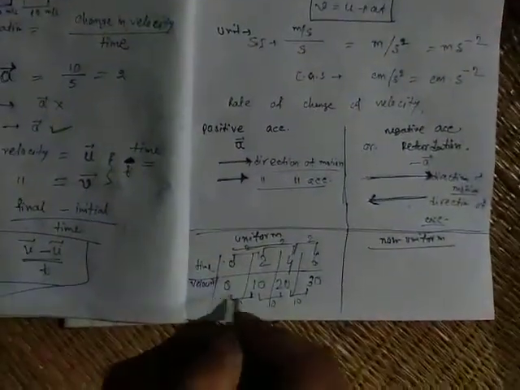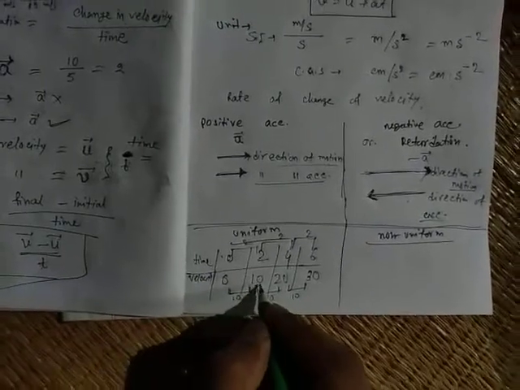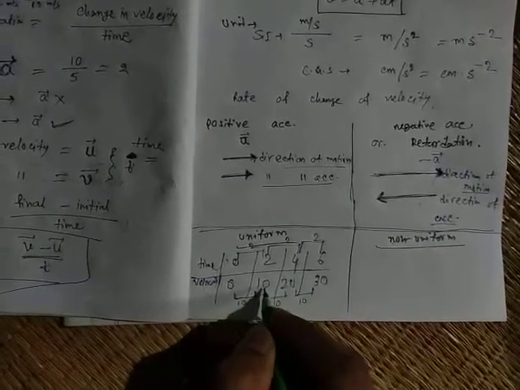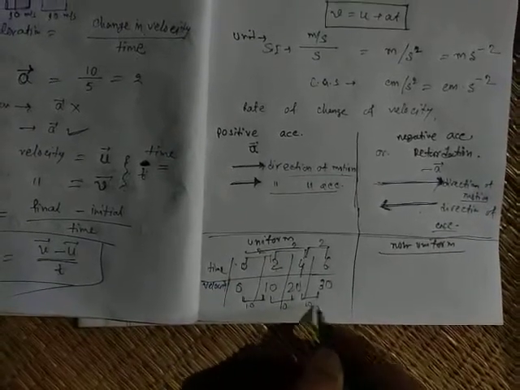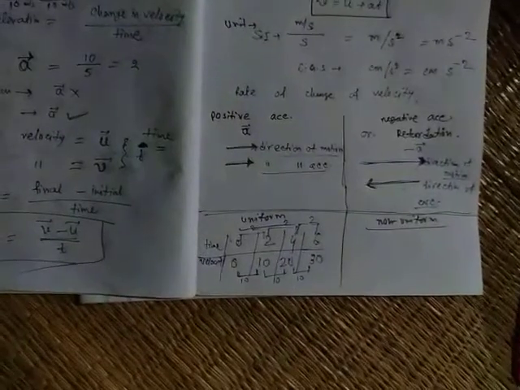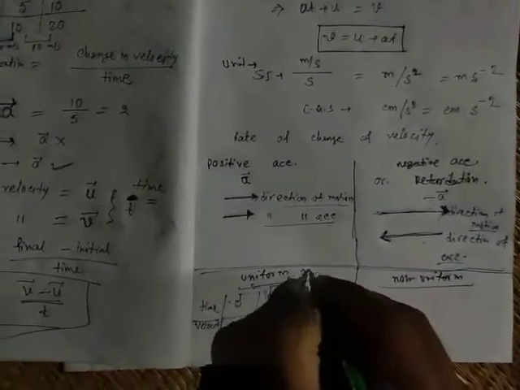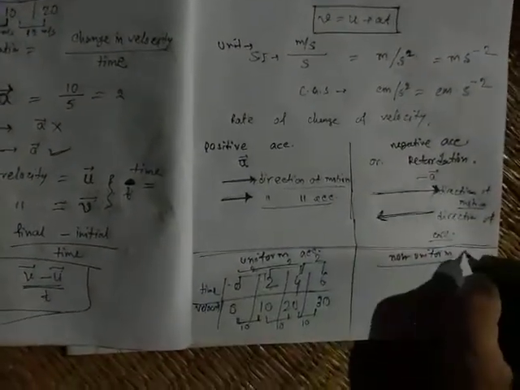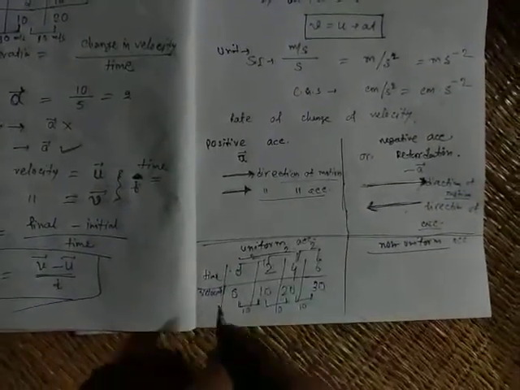Here the velocities are changing, but in a uniform manner. That means in equal intervals, velocity changes equally. So that's uniform acceleration. Velocity must change. If there is no acceleration, there is no change in velocity. Whenever you see acceleration, velocity obviously changes.